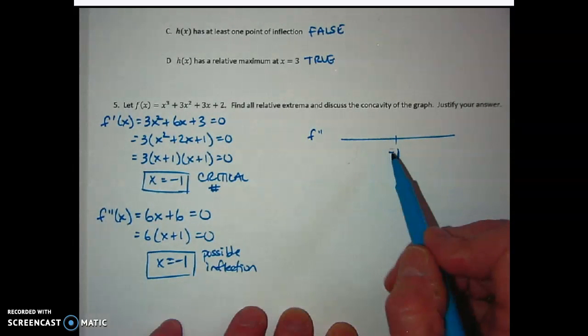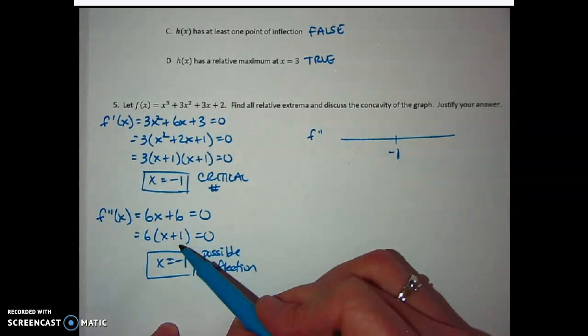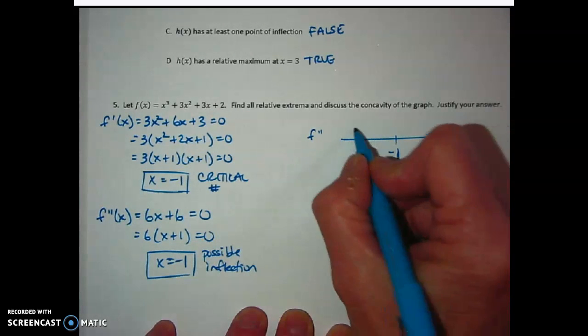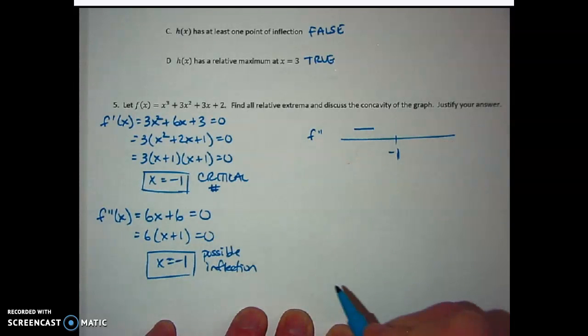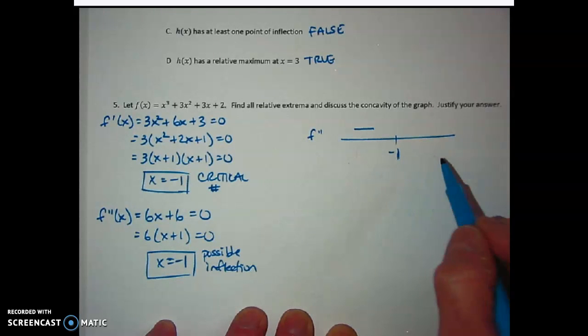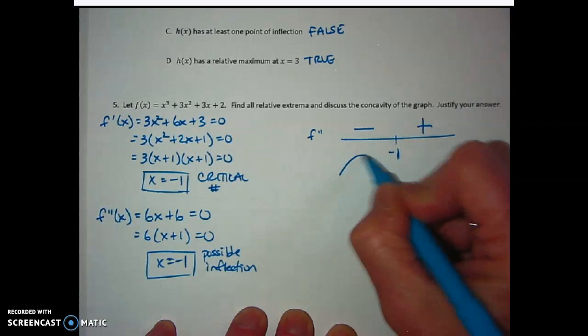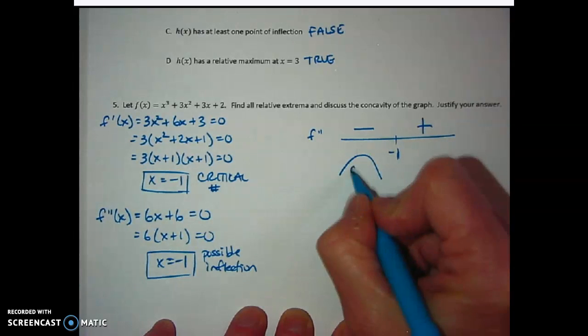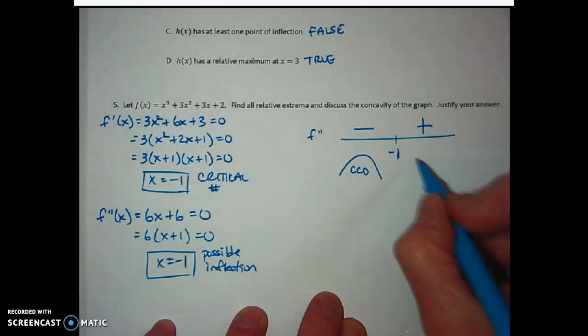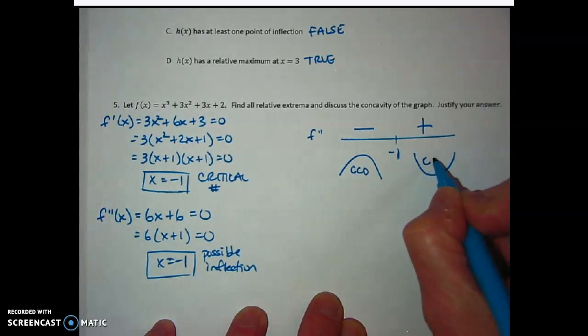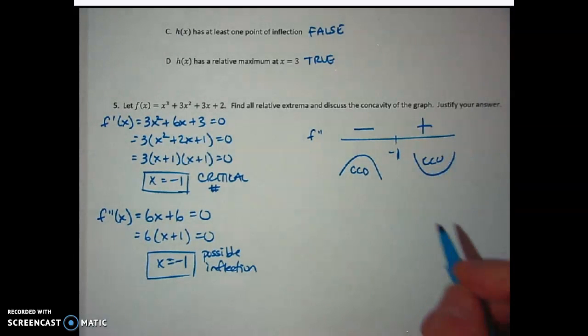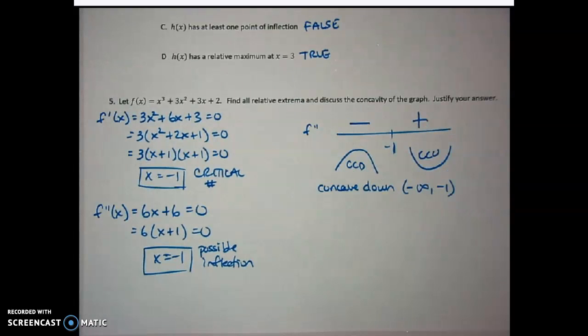So if I take a number that's less than -1 and plug it into the second derivative, I'm going to get a negative value. If I plug in a number that's bigger than -1, I'm going to get a positive value. So this is telling me that it's concave down on the left side of -1, and it's concave up on the right side. So I can determine my concavity. I'm not given a closed interval, so it's concave down from -infinity to -1, and it's going to be concave up from -1 to +infinity.